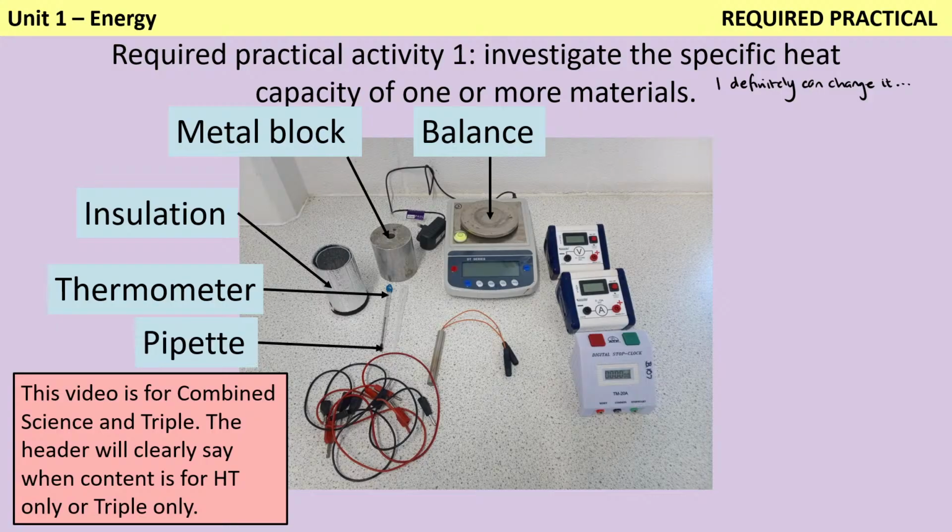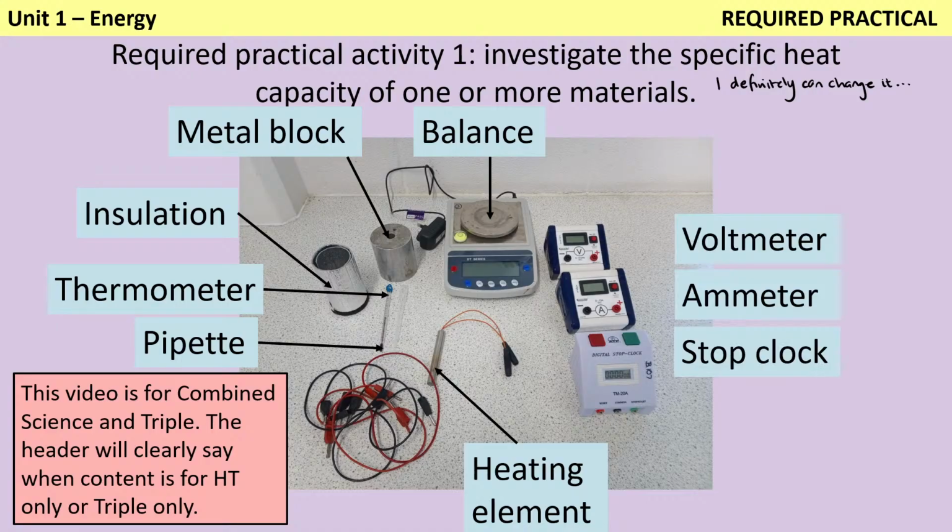The pipette is here because the thermometer won't make good contact with a metal block. So in order to get an accurate temperature reading, you add a tiny bit of water and that will come up to temperature with the block. And then what you're really doing is taking the temperature of the water. We need some kind of electrical heater to heat up the block. And then the last 3 pieces of apparatus are for us to calculate the amount of energy that's been transferred. So you measure potential difference using the voltmeter and current using the ammeter. And then those 2 readings together can be used to work out power.